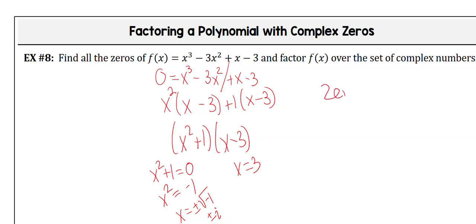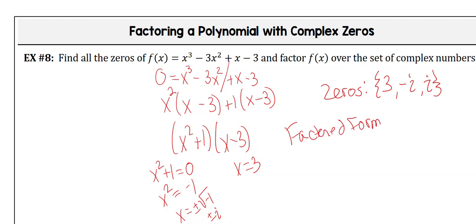So my zeros are 3, negative i, positive i, and then the factored form of this polynomial would be x minus 3, which is kind of what we did, but I'm going to break down the x squared plus 1 more. It's going to be x minus i and x plus i.